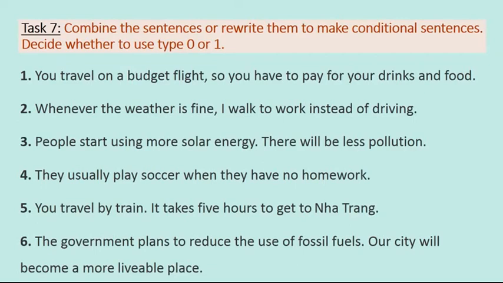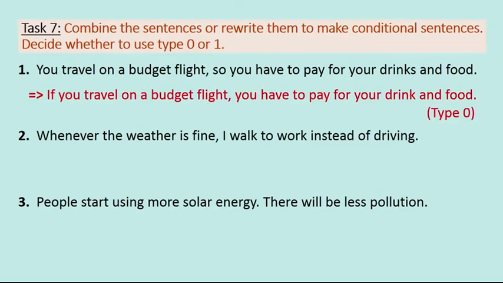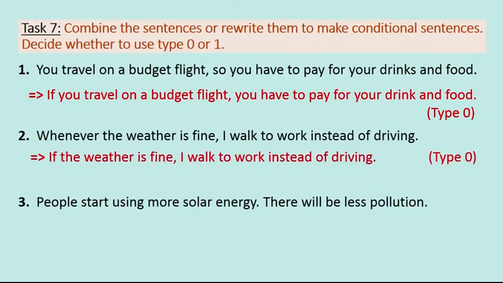Ready, everyone? Here are the answers. 1. We use the conditional sentence type 0. The correct answer is: if you travel on a budget flight, you have to pay for your drink and food. 2. The statement talks about a specific fact, so we use the conditional sentence type 0 and write the sentence as follows. If the weather is fine, I walk to work instead of driving.